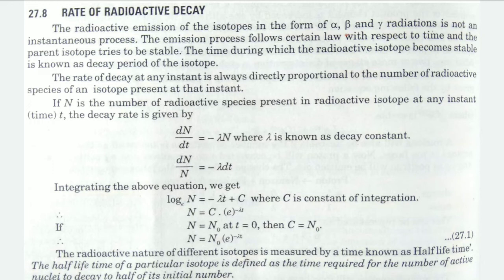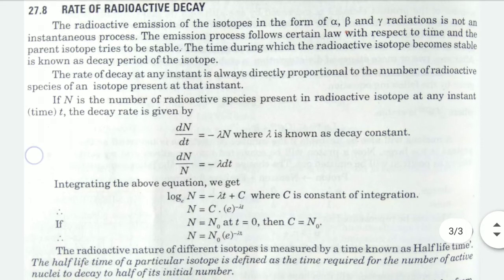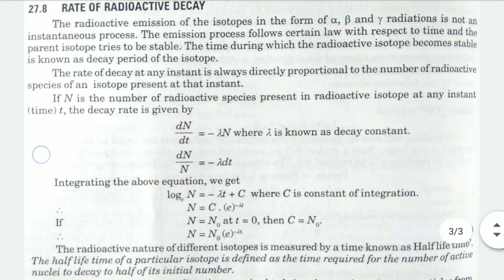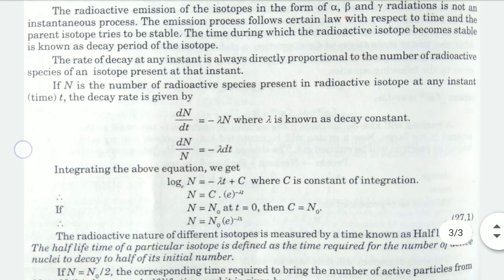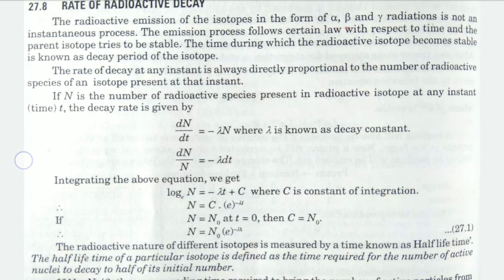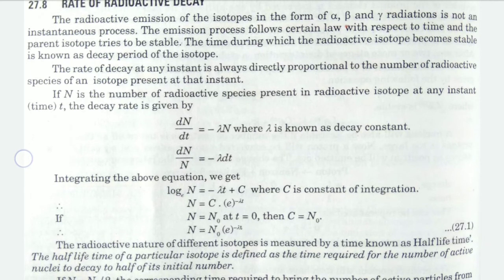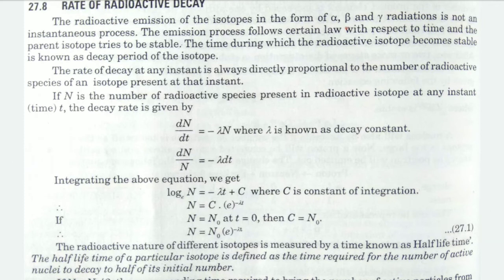The rate of decay at any instant is always directly proportional to the number of radioactive species of an isotope present at that instant. So if N is the number of radioactive species present in the radioactive isotope at any instant, that is time t, the rate of decay is given as dN upon dt equal to minus gamma N, where gamma is the decay constant.